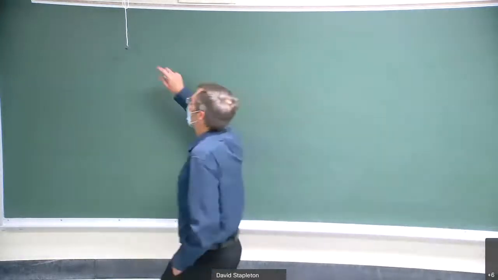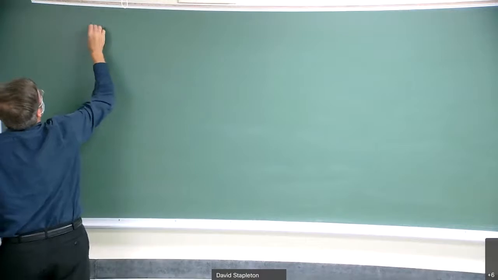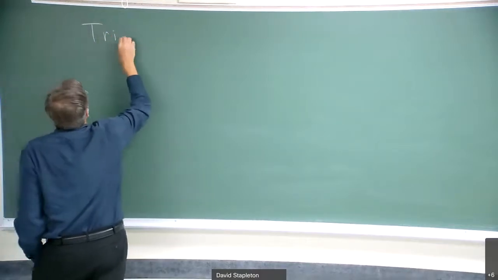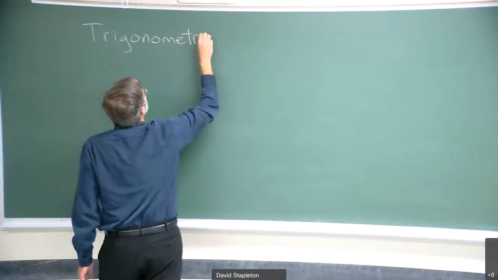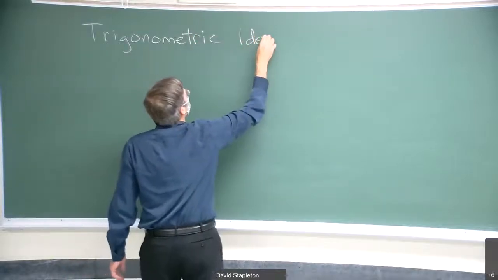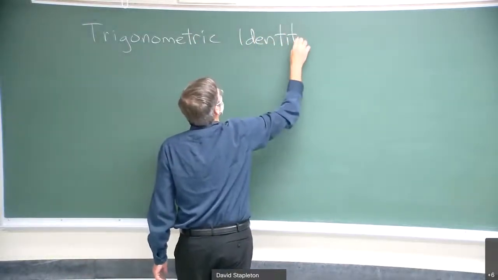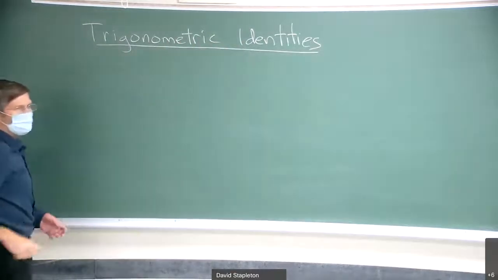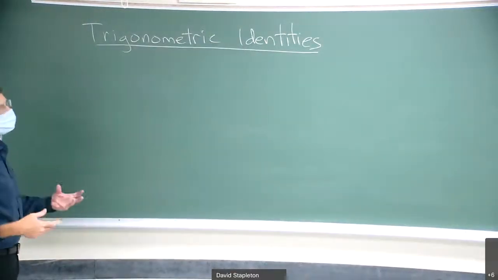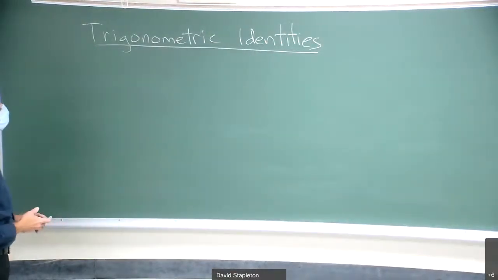Well, today we get to start a new chapter on trigonometric identities. I do like the way the book has divided up these sections. It's sort of a classical way of dividing them up, but they did it very well.